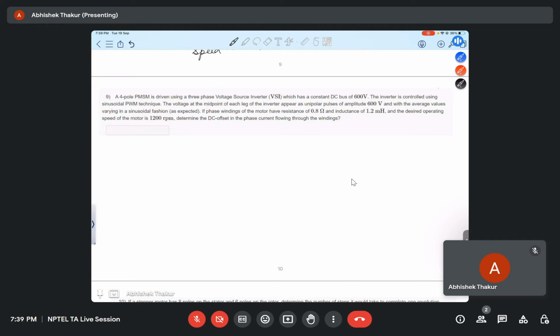So now moving on to the ninth question. A four-pole PMSM is driven using a three-phase voltage source inverter which has a constant DC bus of 600 volts. The inverter is controlled using a sinusoidal PWM technique. The voltage at the midpoint of each leg of the inverter appears as unipolar pulses of amplitude 600 volts, with the average values varying in a sinusoidal fashion as expected.